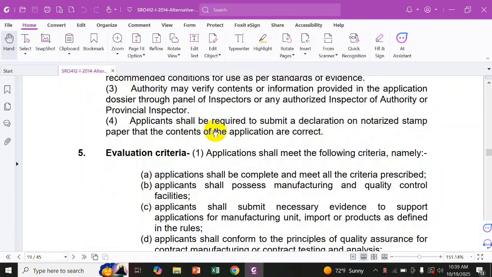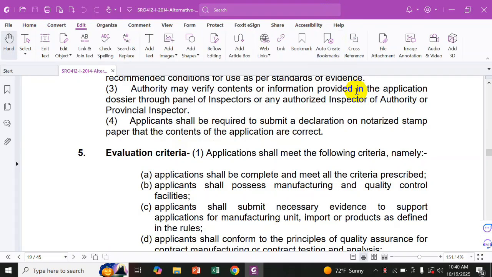The next point is the applicant shall be required to submit a declaration on notarized stamp paper that the content of the application is correct. There is a notarized stamp paper which is submitted along with the application. And what is the statement written on that notarized stamp paper? The declaration demanded by the regulatory authority is that the content of the application which we proceeded is correct. That must be correct, and we should undertake that before the registration.